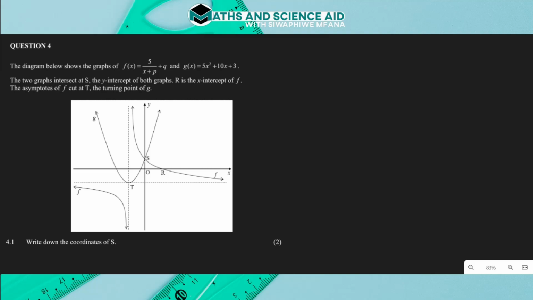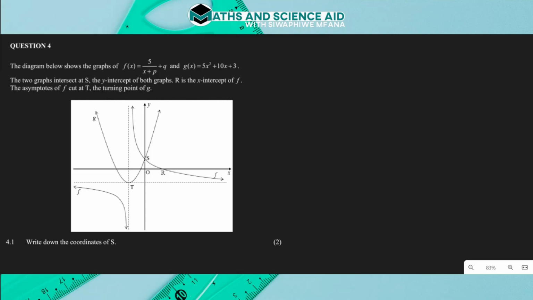We are told that these two graphs intersect at S, which is the y-intercept of both graphs. And we are also told that R, as shown in the diagram, is the x-intercept of f, that is the hyperbola. And the asymptotes of f cut at T, which is the turning point of g, our parabola. And the first question is: write down the coordinates of S.